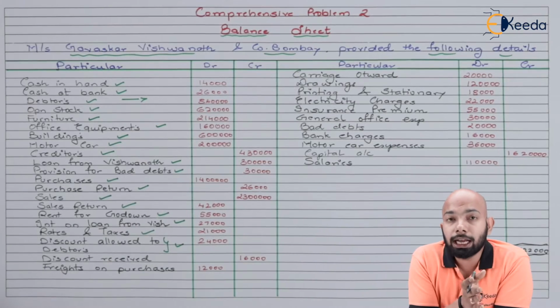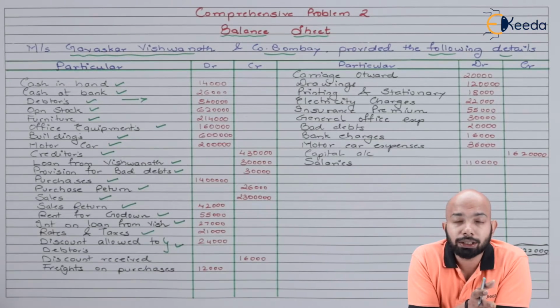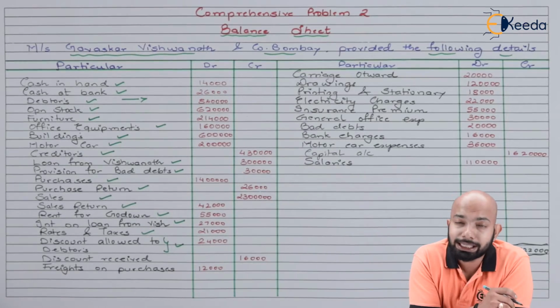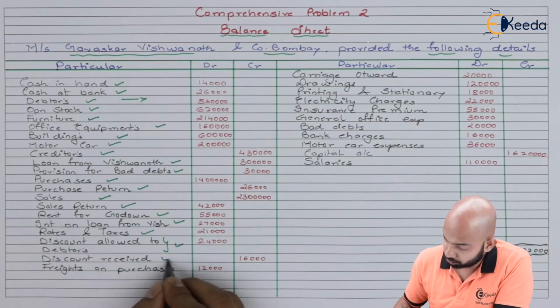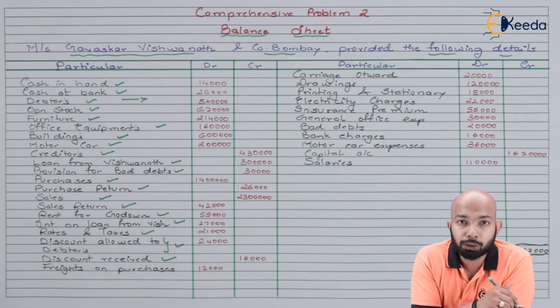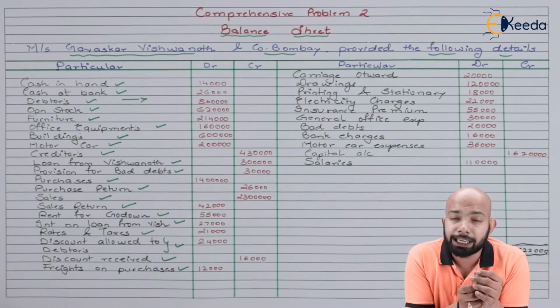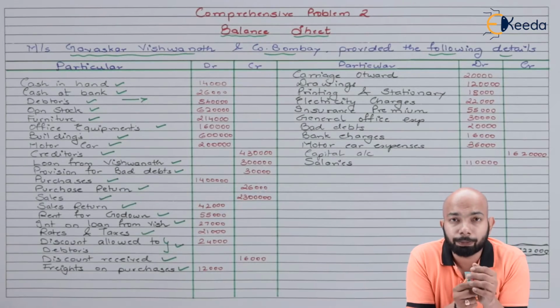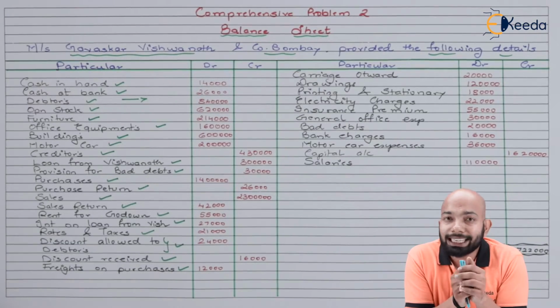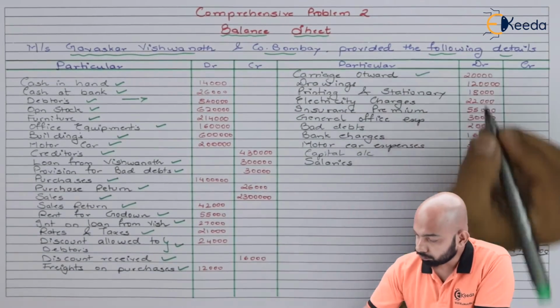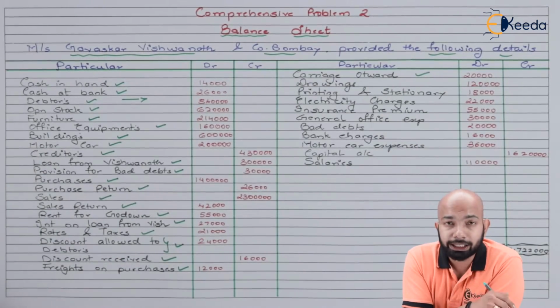Now, the discount allowed to debtors is 24,000. That means this is an expense for us. Just below that, we have discount received from creditors, which is 16,000 in total. Next is freight on purchases, which is 12,000 rupees. Now, let's go on to the second part of this trial balance. Carriage outward is 20,000.